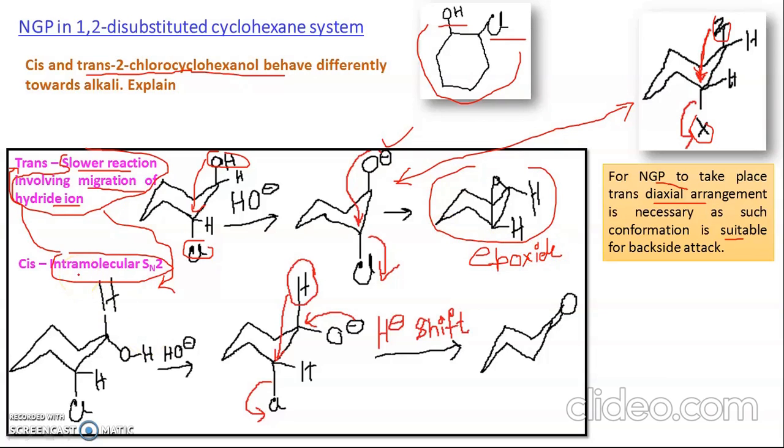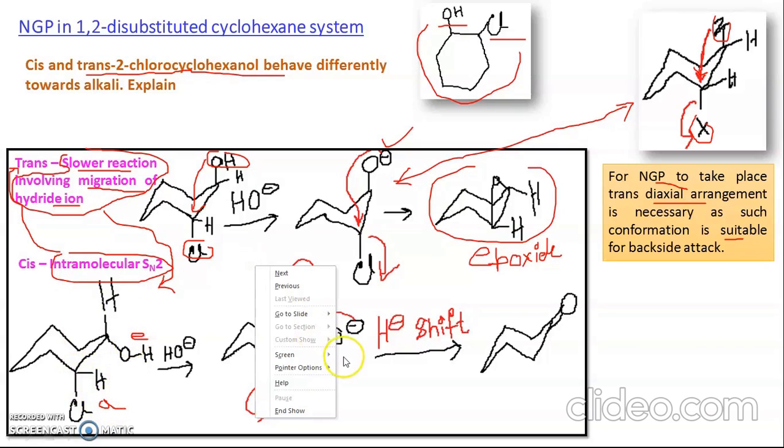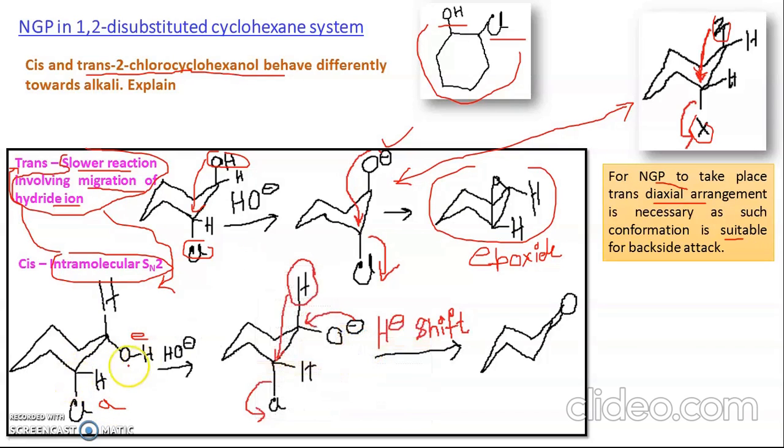Now when it is cis, the reaction is slower and it involves hydride ion. Now the chloro group is axial, but the OH group is equatorial. So the OH group is not in such a position, as in the previous case, that some intramolecular SN2 is possible. As that doesn't happen, something else is happening here. So this hydrogen is shifting towards this carbon as a hydride shift, and the carbon-chlorine bond is broken.